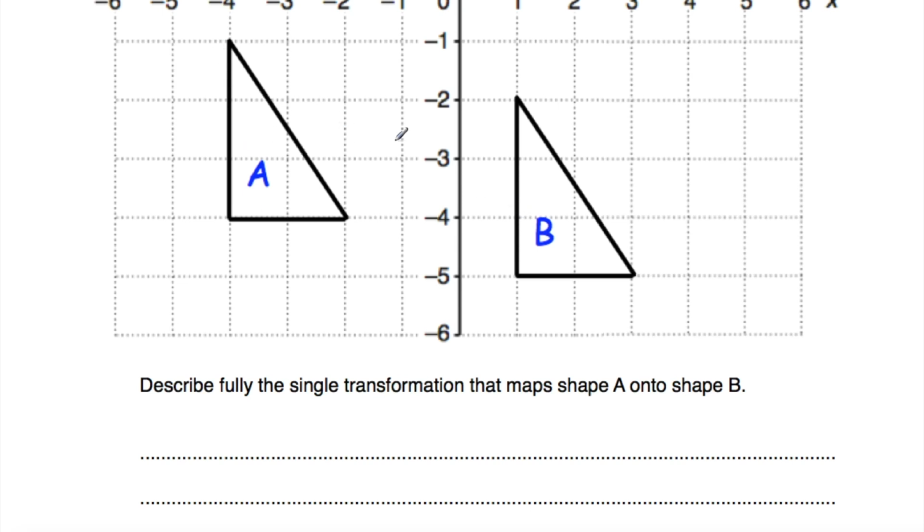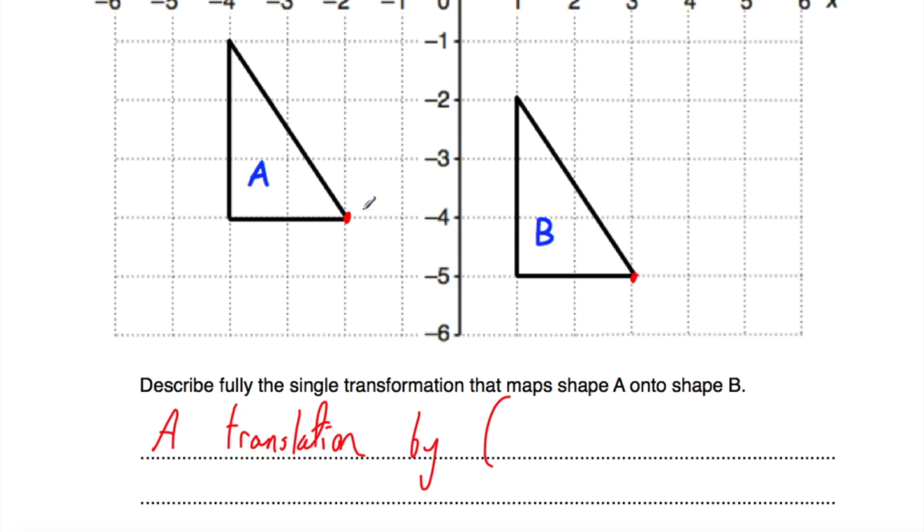Well, again, it's been a translation. It's not been reflected. It's not been rotated. It's not been enlarged. It must be a translation. So a translation by, and now we want the translation vector. So let's choose 2 points. I'm going to choose this point and this point. They're corresponding points, the bottom right and the bottom right.